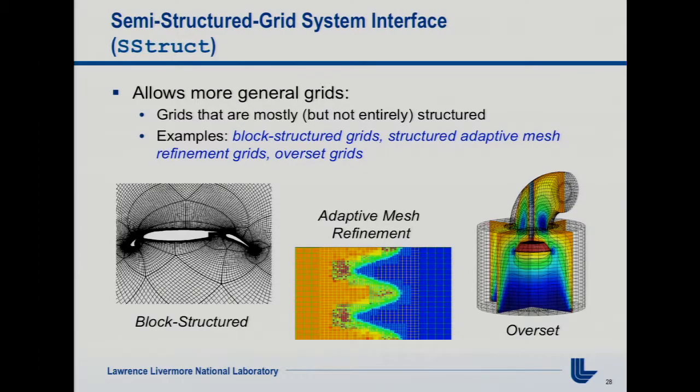So this is a generalization that allows you to describe much more complicated settings. I've drawn some semi-structured grids here. You might have block structure. You might have structured adaptive mesh refinement, or even overset grids. All of these things have a lot of structure in them, but they're not completely structured. And that's the idea behind this interface. And it generalizes a number of things.